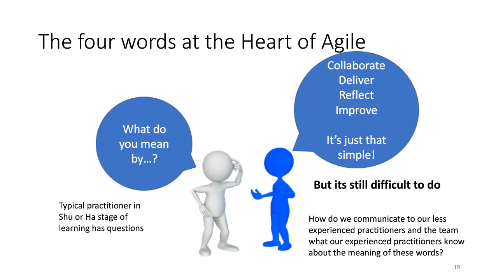So let's start with the 4 words from the Heart of Agile: collaborate, deliver, reflect, and improve. With respect to those words, Alistair Cockburn has said it's just that simple. But he also said it's still difficult to do. And the reason I believe it is difficult to do is because people in the Haas stage will have questions about just what these words mean.